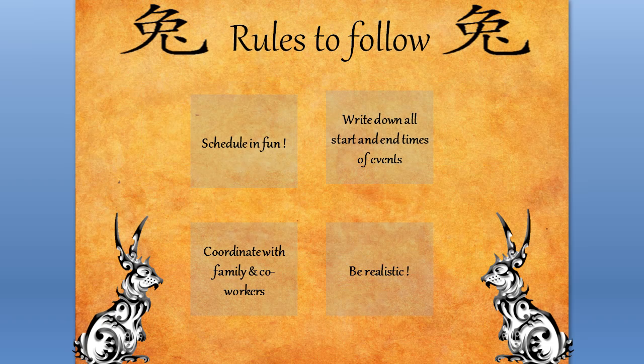Rules to follow: coordinate with family and coworkers, open lines of communication, be realistic. If you know you cannot fit it into your schedule on a certain day, try to reschedule, move things around. Write down all start and end times of events as they happen. That way you can create a baseline for future reference for future occasions.